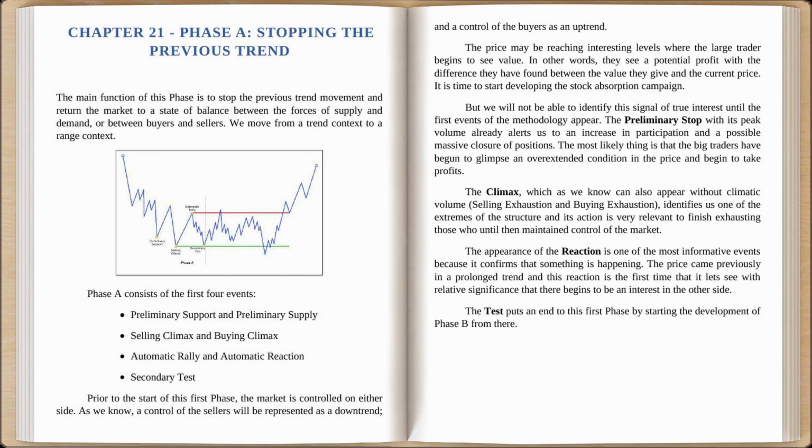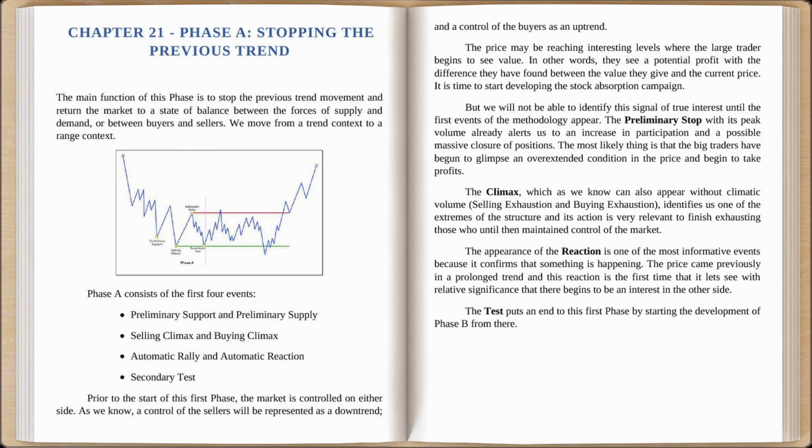But we will not be able to identify this signal of true interest until the first events of the methodology appear. The preliminary stop with its peak volume already alerts us to an increase in participation and a possible massive closure of positions. The most likely thing is that the big traders have begun to glimpse an overextended condition in the price and begin to take profits.